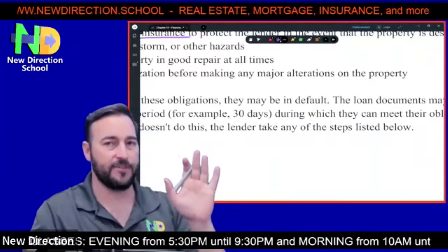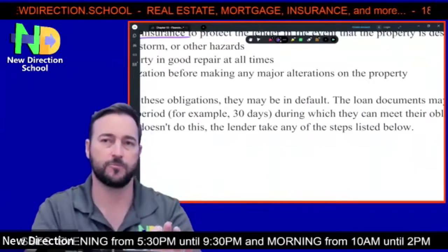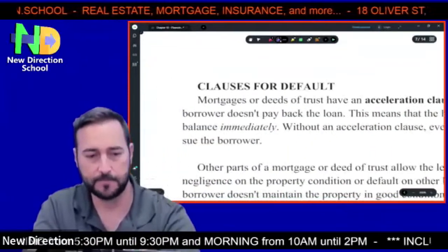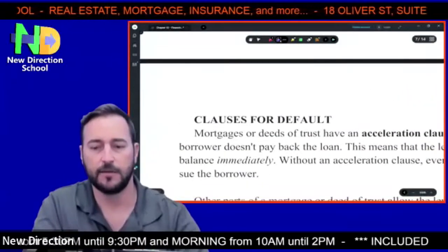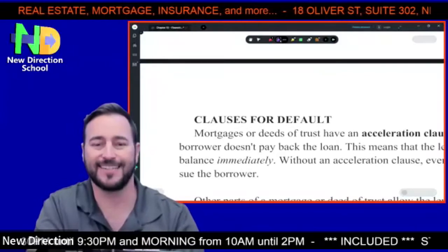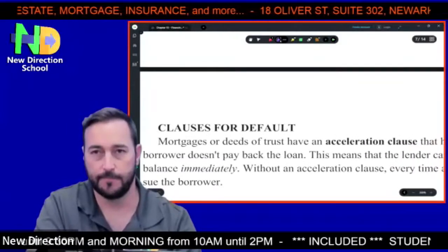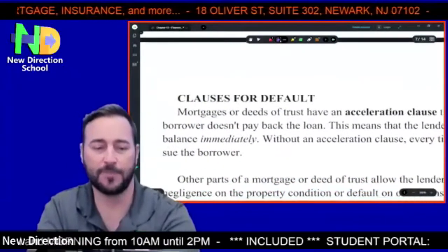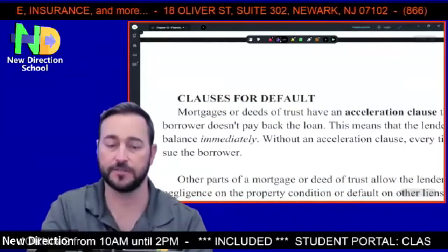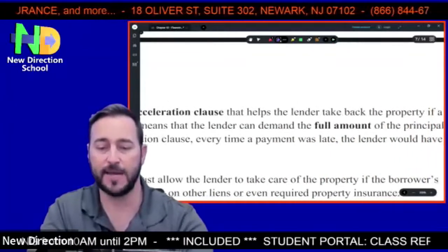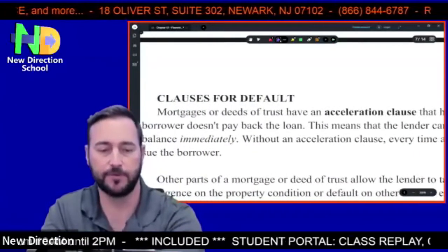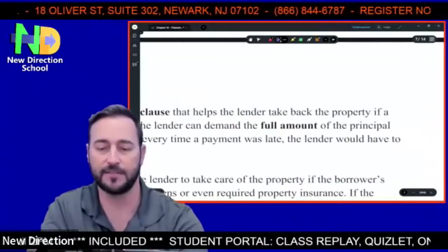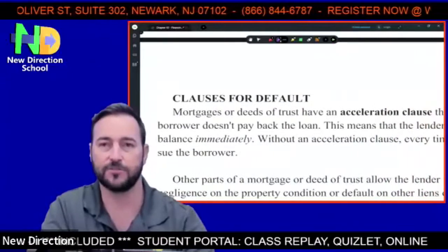So if you don't fix the problem within the specified period of time, the lender can, number 1, exercise what's called an acceleration clause. What is an acceleration clause? It helps the lender take back the property if the borrower doesn't pay back the loan, for instance. This means that the lender can demand the full amount of the principal balance immediately. Without an acceleration clause, every time a payment was late, the lender would have to sue the borrower.